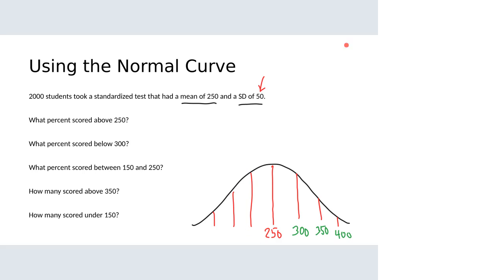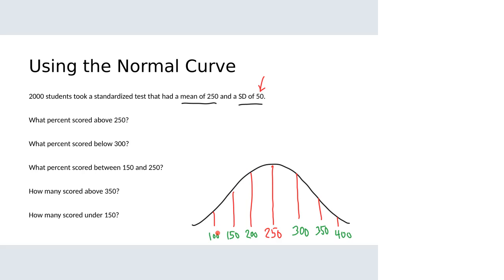1 standard deviation below the mean. Very good, Zara, Emily, awesome. Riley, terrific. That's going to be 200, and I'm going to keep going the same thing all the way down. This will be 150, and this will be 100. And so now I've got my normal curve built. I'm ready to start answering questions.